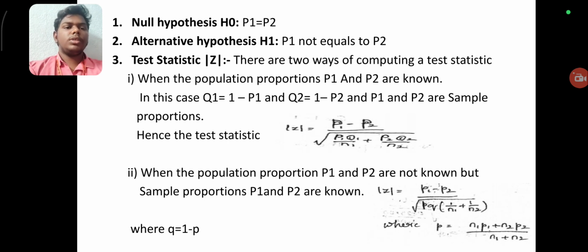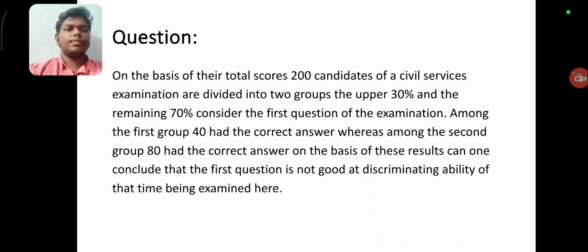When the population proportions are not known but the sample proportions P1 and P2 are known, Z equals (P1 minus P2) by root of (PQ into (1 by N1 plus 1 by N2)), where P equals (N1 P1 plus N2 P2) by (N1 plus N2), and Q equals 1 minus P.